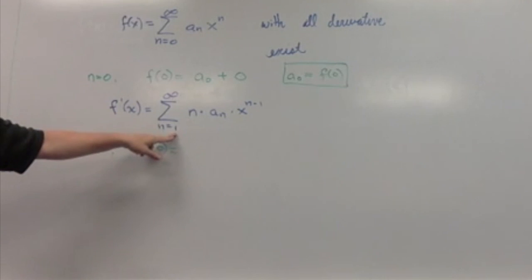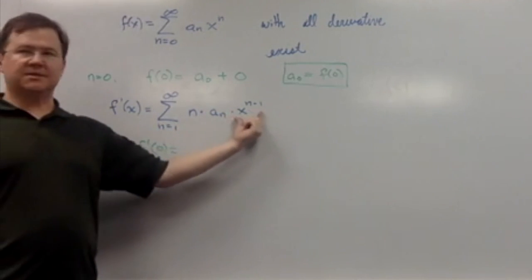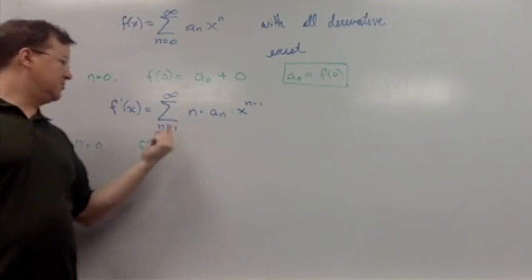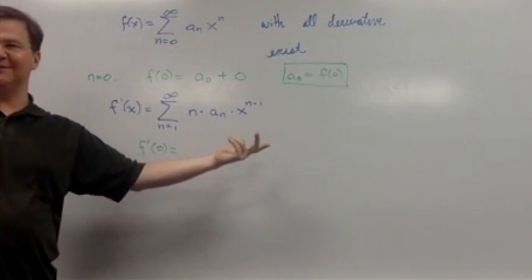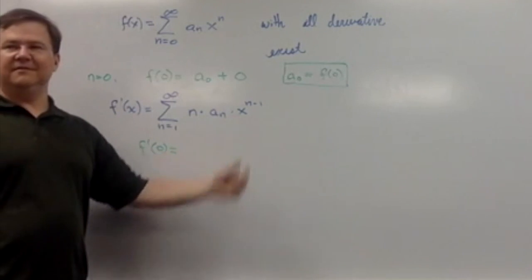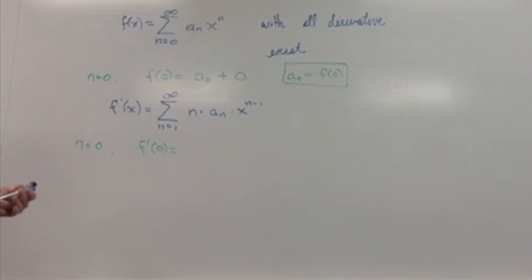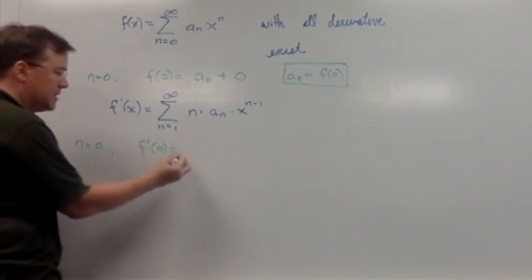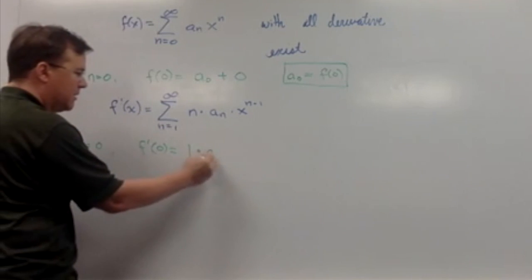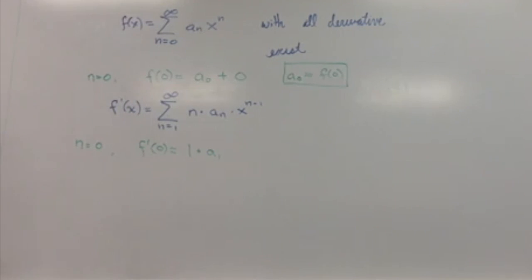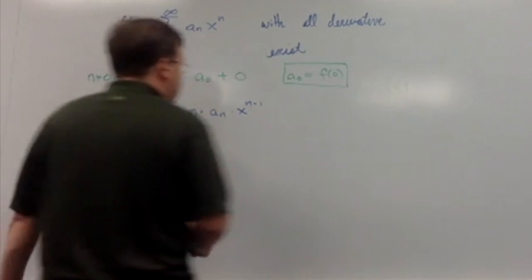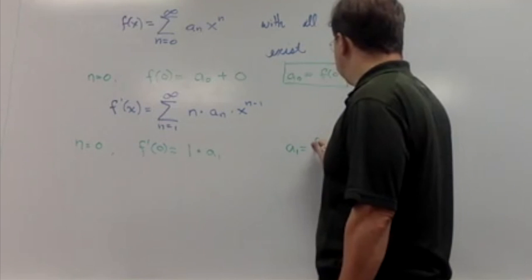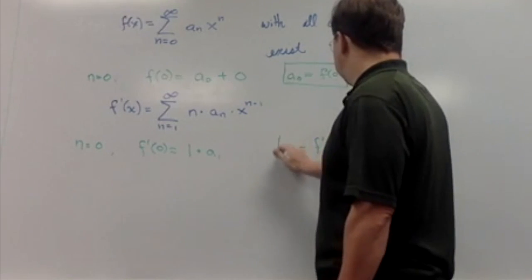The first one. When n equals 1, this is x to the 0 power. When n equals 2 or anything bigger than 2, it'll have a value. So the only non-zero term is going to be when n equals 1. And when n equals 1, it's 1 multiplied by a1. In conclusion, a1 is f prime of 0.